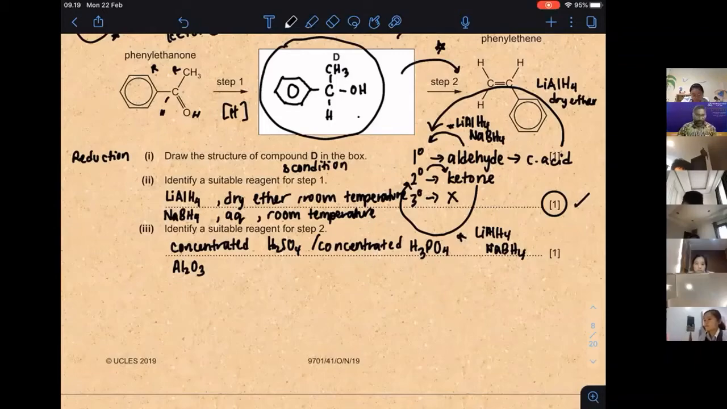This one, if you want to check, is on page 230. So this is going to be dehydration. The catalyst that is going to be used is Al2O3 catalyst, and the reaction is going to take place when alcohol vapor is passed over hot catalyst. So, passed over hot catalyst.